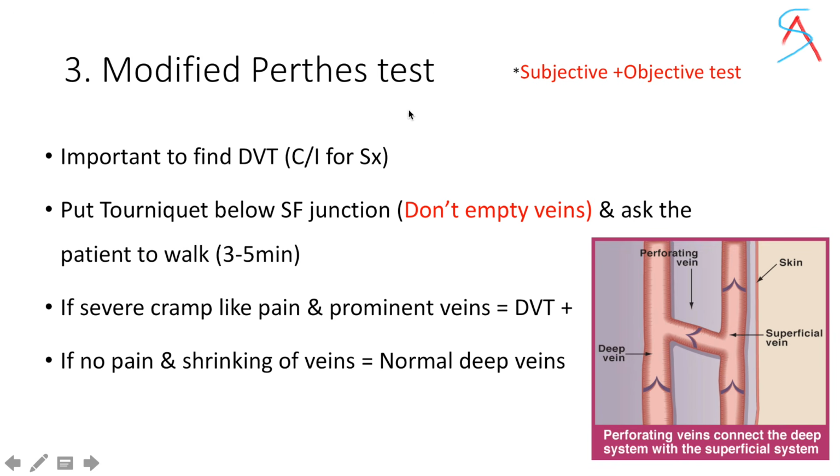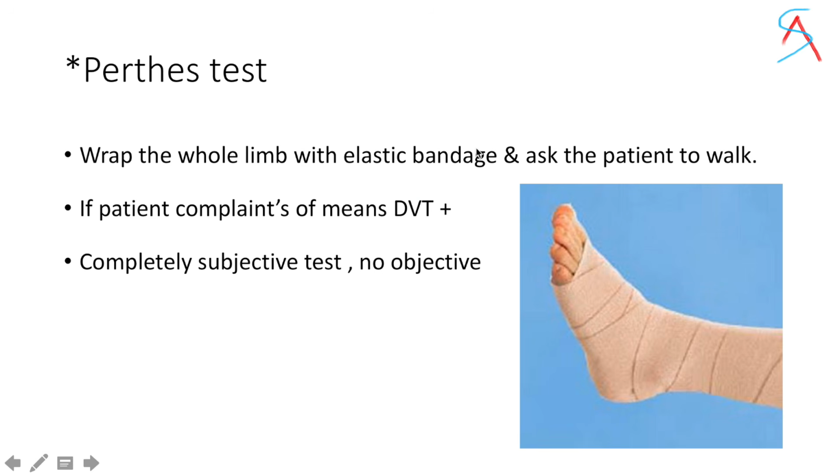The modified Perthes test is subjective, meaning the patient tells you whether he has pain or not, and it's an objective test also. Why objective? Because you can look at the veins and tell whether they are prominent or shrinking. If there is a modified Perthes test, it means there was an original Perthes test. So what was the original Perthes test? In that we used to put an elastic bandage on the whole limb of the patient and tell the patient to walk. If the patient complains of pain, it means DVT is there, which was a completely subjective test and not so objective. That's why we don't do the Perthes test, we do the modified Perthes test.